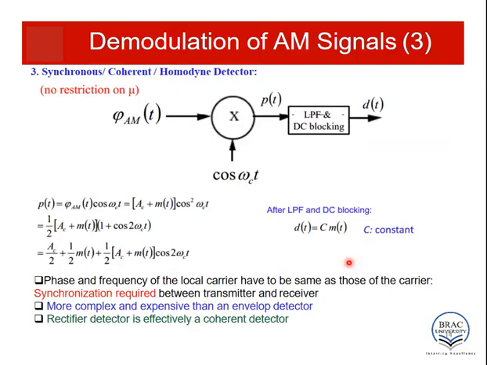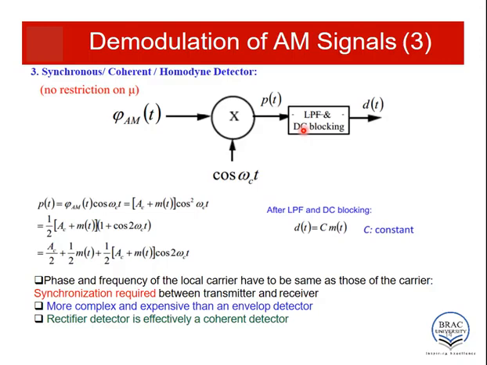Finally, the last type of demodulator circuit we are going to talk about here is the synchronous detector. It has other names like coherent detector or homodyne detector. The operation of this demodulator is the simplest. You just have to multiply the modulated signal by the cos omega c t carrier. So the output of the multiplier will be [Ac + m(t)] cos square omega c t. If we apply the formula 2 cos square omega c t equals 1 plus cos 2 omega c t, we will get this: half into [Ac + m(t)] into [1 + cos 2 omega c t].